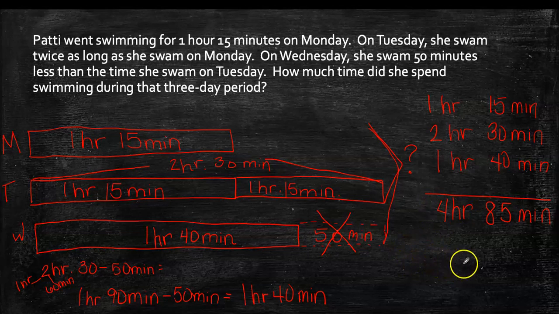Can we convert that to look like something else? Do I have enough minutes to say that she swam another hour? Yes, we do, because I know that 60 minutes is an hour. And if I break this apart, I have 60. What's the other part?